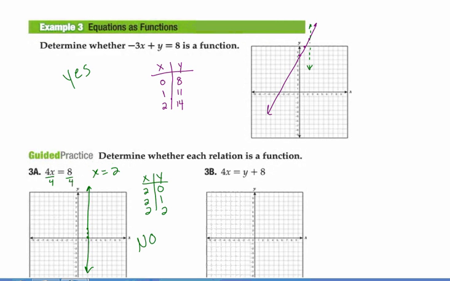All right, go ahead and try 3B. Put a couple values in for x, figure out what y value coincides with it, graph it, vertical line test, and either write down yes or no.